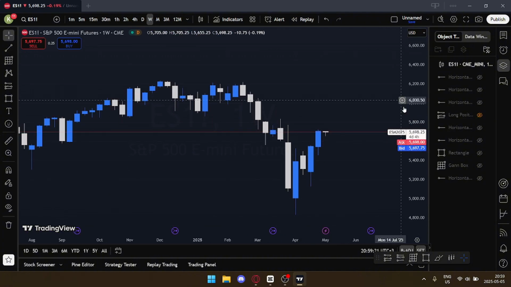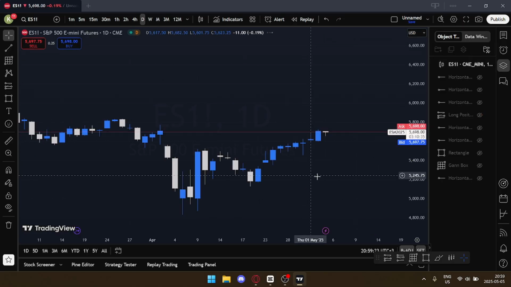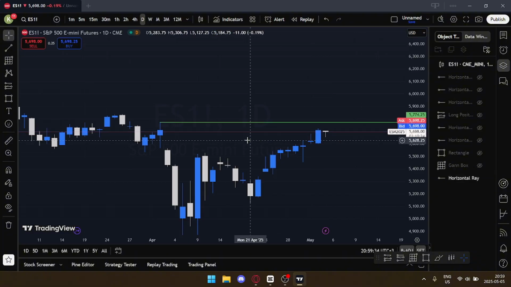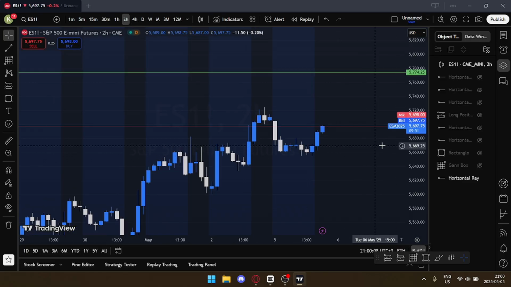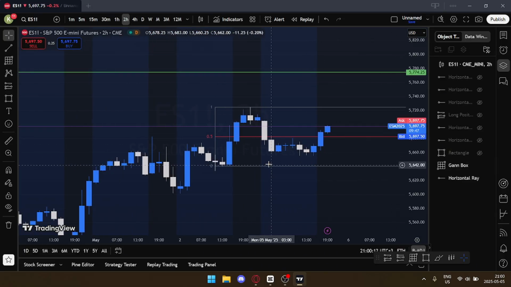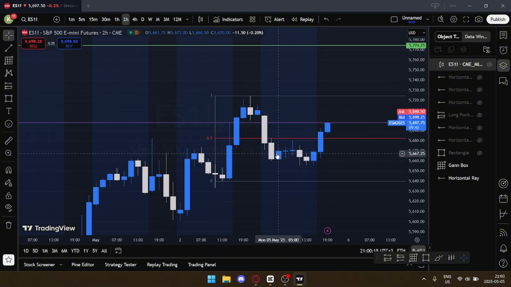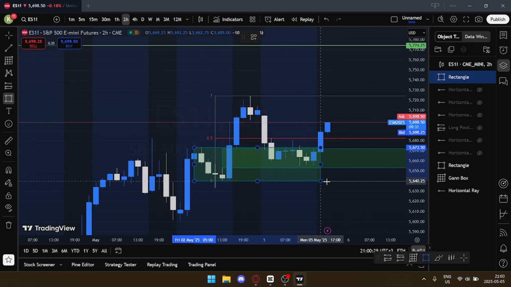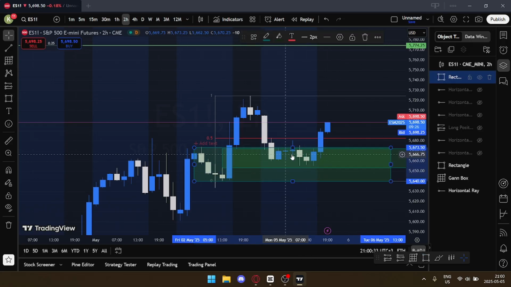As always, the weekly is an uptrend, the daily is also an uptrend. We are still really getting close to this liquidity right here, which is like a price magnet. If we zoom over to the 2 hour, we can see that previously we had this equilibrium right here, which got smoothly entered into. We also have this fair value gap right here, and we also have this order block right here, which makes a really nice setup for a nice trade.